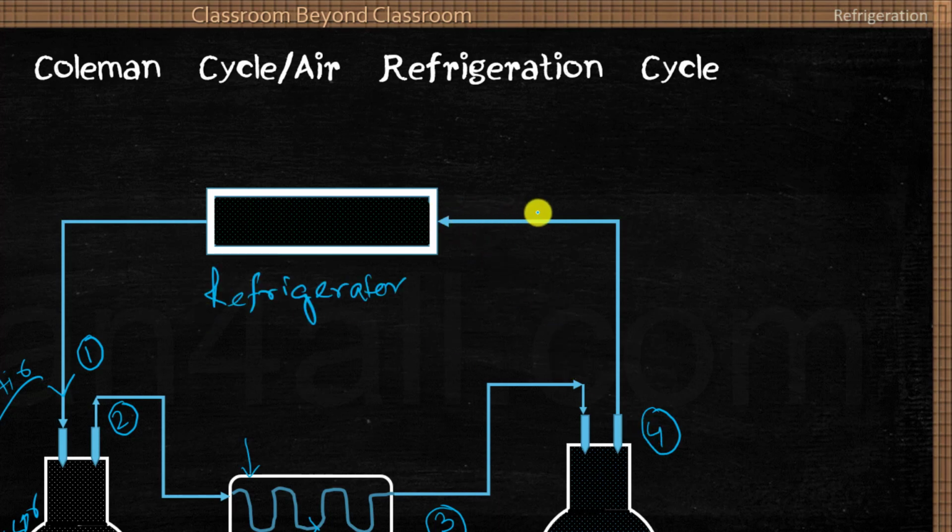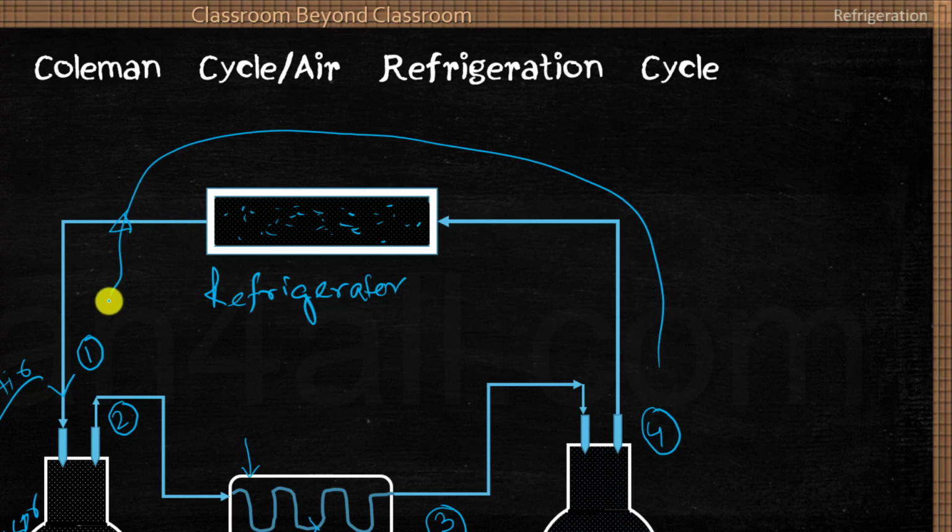So this is process 4-1, the refrigeration. Air will enter into the refrigerator, absorb the heat from the refrigerator and come out. So what is process 4-1? Refrigeration. Refrigeration is basically absorbing heat from the space, from the refrigerator unit. So this is heat absorbed from the refrigerator.